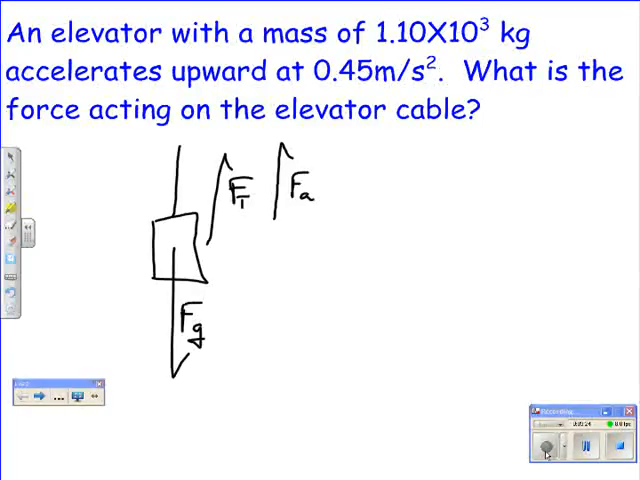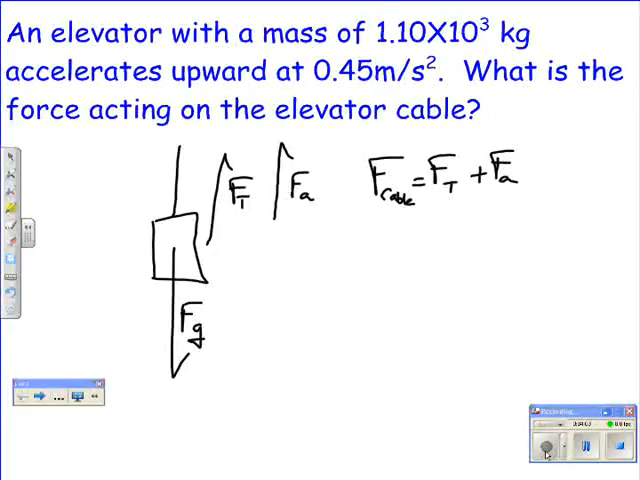Now, in this case, what supplies the accelerating force? The cable. So the force in the cable would have to be the tension due to gravity plus the accelerating force. That would be the total force in the cable. First, it has to support the elevator. Second, it has to try to accelerate it. So the overall force is going to be greater than the force of gravity.